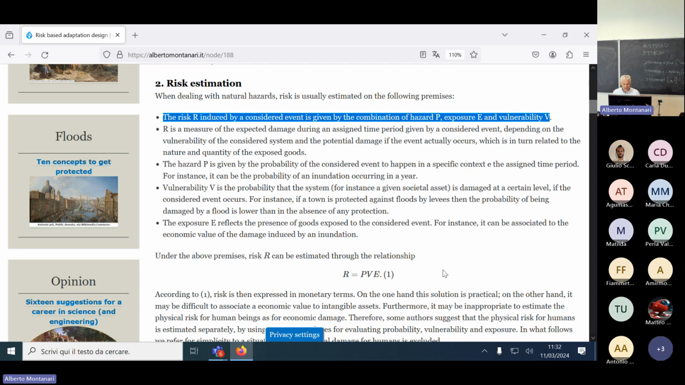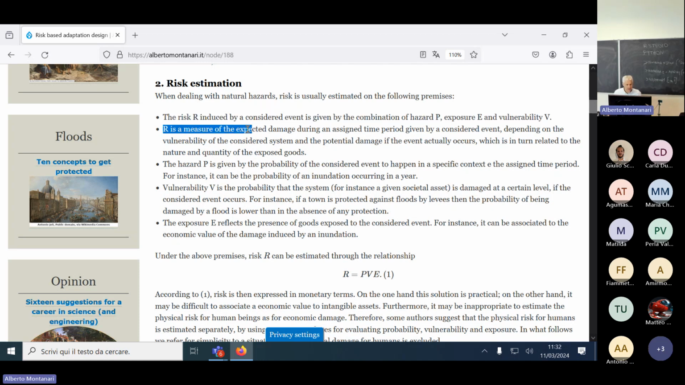So what are these three factors then? Hazard P, exposure E, vulnerability V. What you read in the second point: R is a measure of the expected damage during an assigned time period given by a considered event. So what is the damage that I get in 1 year by a considered event, by a flood? This is the measure.